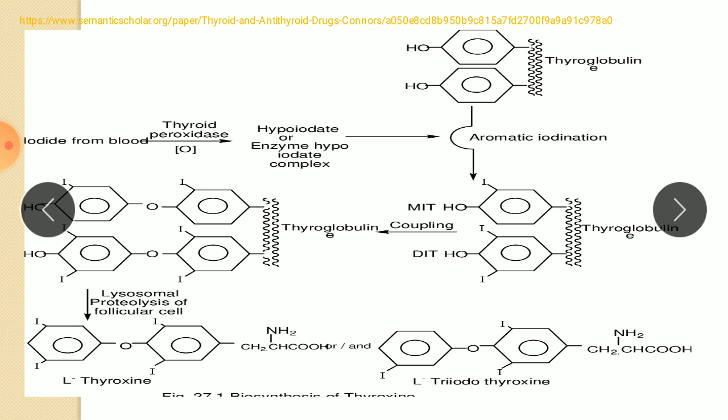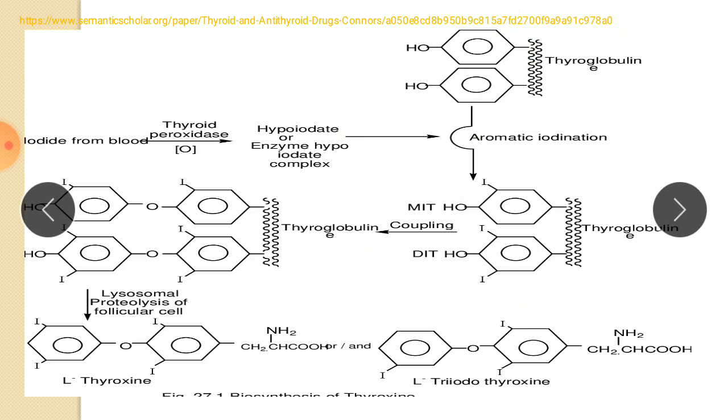So in short, in the first step, there is uptake of iodine from the dietary source by the iodide pump. In step 2, this iodide is converted into a highly oxidative state called hypoiodate, enzyme-linked or hypoiodous acid, by the enzyme thyroid peroxidase, that is TPO, which uses H2O2, hydrogen peroxide, for oxidation. Then in the third step, there is iodination. So here this highly active form of iodide causes the iodination of tyrosine residue of thyroglobulin to form MIT and DIT.